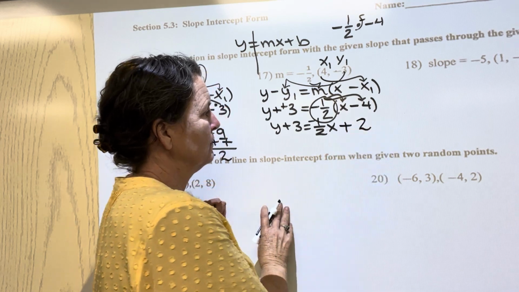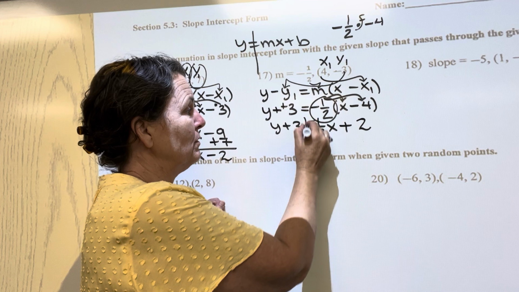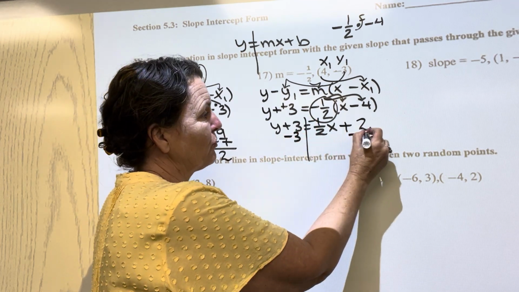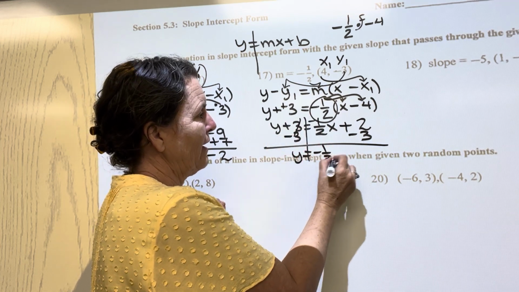Lovely. Now, is the y isolated? Is the y by itself? Let's draw the line. Nope. Mr. 3's got to go. We're going to minus 3 on both sides. Y equals negative 1/2 x.